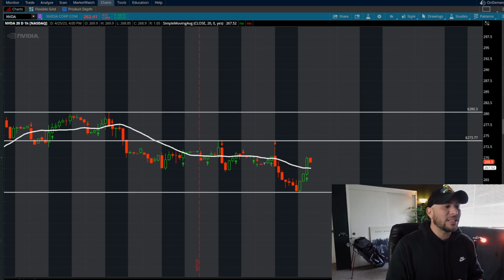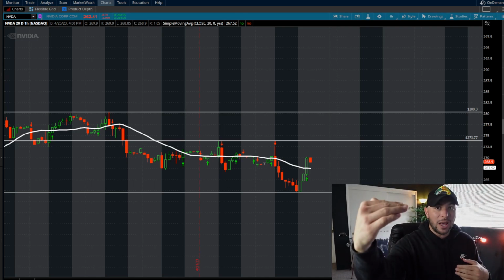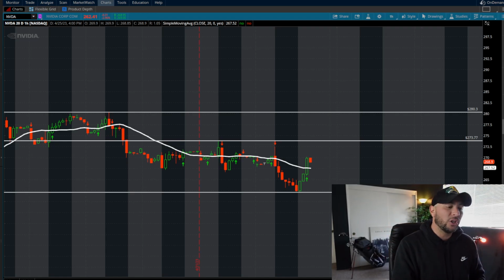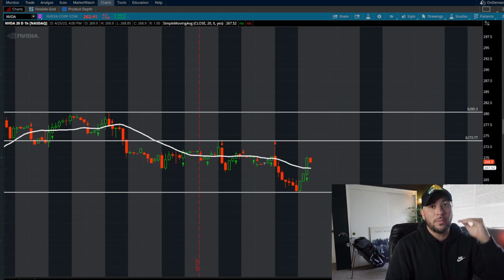How I set up my supply and demand zones is like this. I'm going to take the previous 5 or 6 days. I'm going to look at the absolute high, including the wick, and the absolute low, including any wicks. And I'm going to set the top supply zone, and the bottom demand zone.